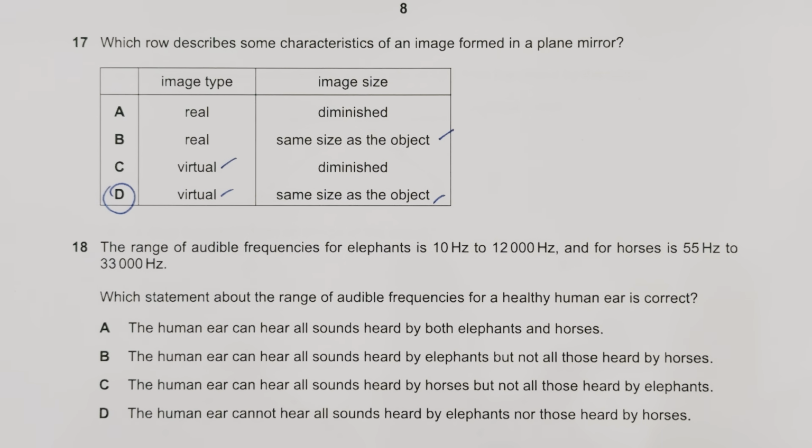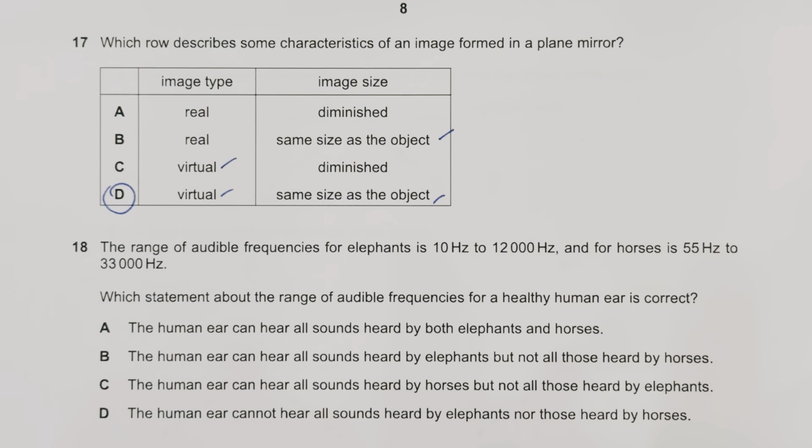Moving to question number 19, an object is placed in front of a plane mirror. The diagram shows the reflection of one ray from the object by the mirror. Object is there, plane mirror is there. Where does the mirror form an image of the object? So we know that object and image should be at the same distance. So this is 5, so this is 5. So option number A is carrying the right answer. Option number B is wrong. Again option number C is wrong, and option number D is also wrong.